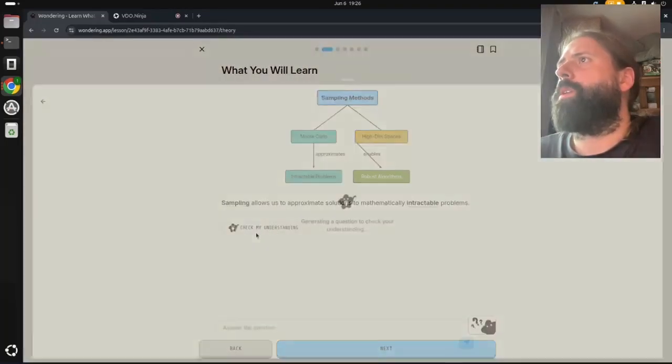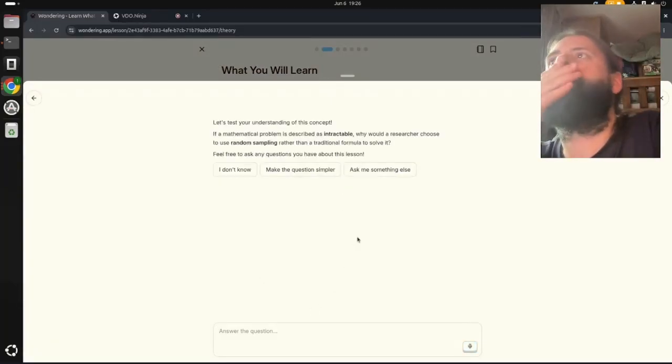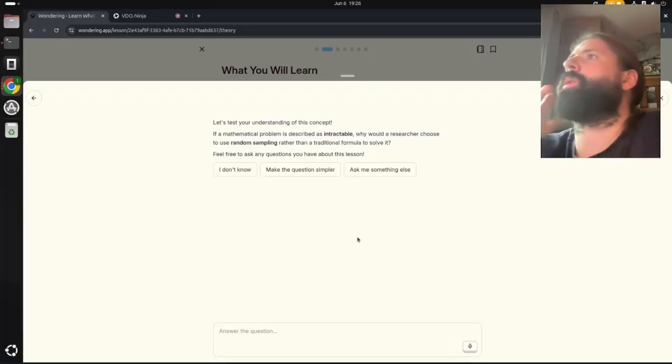Okay, and what is check my understanding? Okay, so it generates a question. Let's test your understanding of this concept. Mathematical problem is described as intractable. Why would a researcher choose to use random sampling rather than traditional formula to solve it? If you ask questions you have about this lesson.